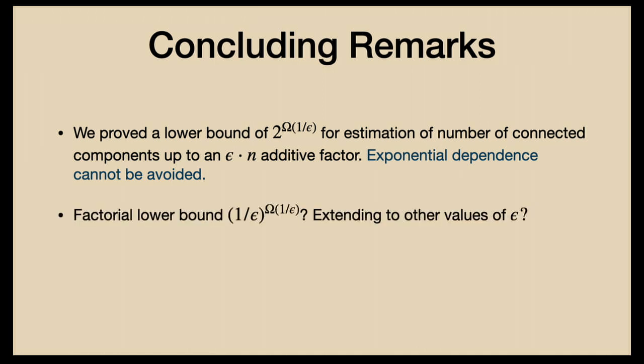And there are definitely some open questions here. All of these algorithms in these random order streams have a factorial dependence on epsilon. You only have 1 by epsilon raised to order of 1 by epsilon. And we don't have any tight lower bounds for this. And we don't know about other values of epsilon either, because we just proved it for epsilon to be theta of 1 over log n.